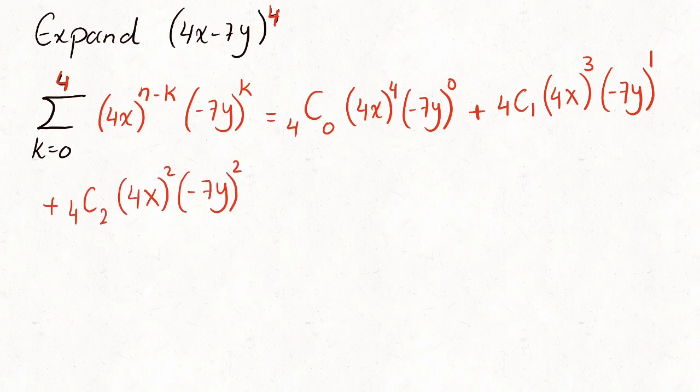You do it for all the terms until you reach k equals 4. Then you use the calculator and the simplification to find the final answer. Just follow the steps in front of you.